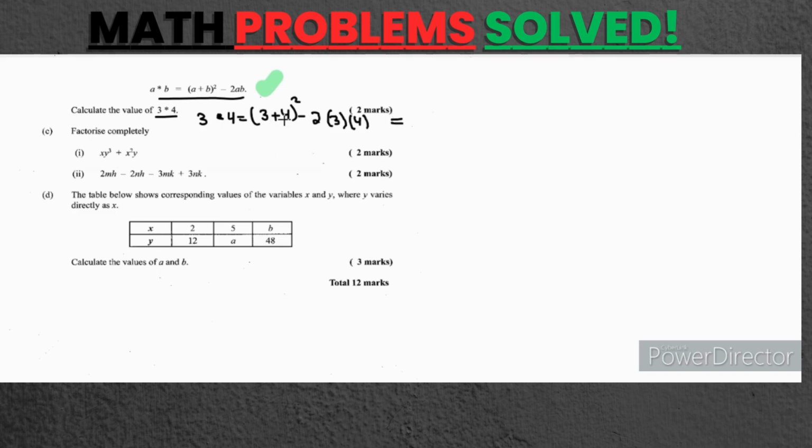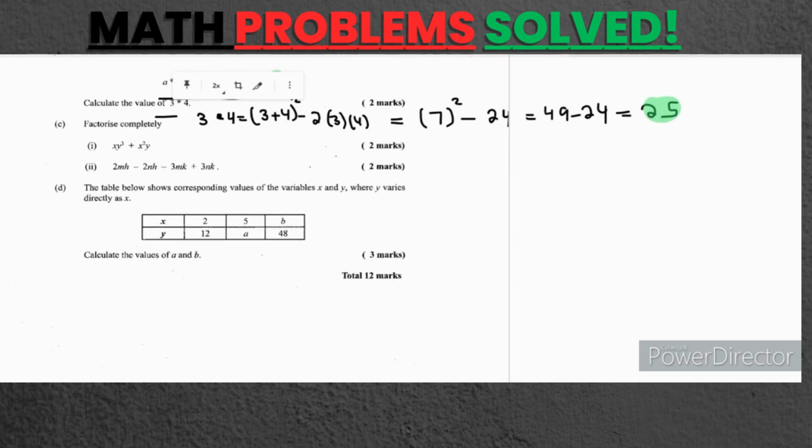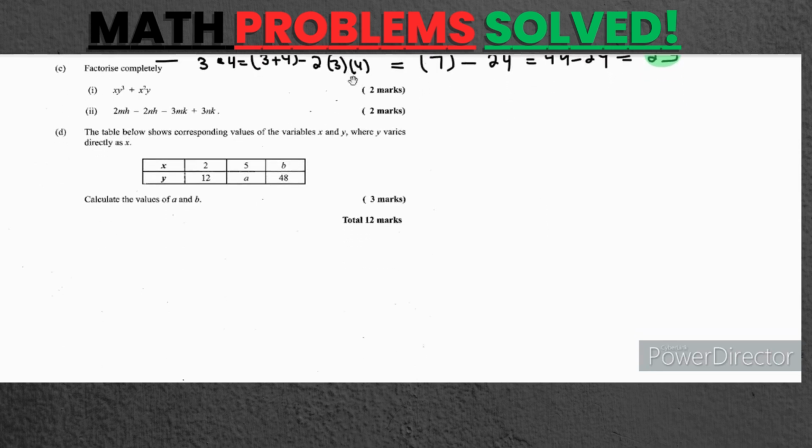So if you solve it, what is 3 plus 4? 3 plus 4 is 7. So it will become 7 squared minus, what is this? 2 times 3 is 6. 6 times 4 is 24, right? And then what's 7 squared? 7 squared is 49 minus 24. And we know 49 minus 24 is just 25. So the value of 3 star 4 will be 25. That's our answer, right? Then we will move to the next question.